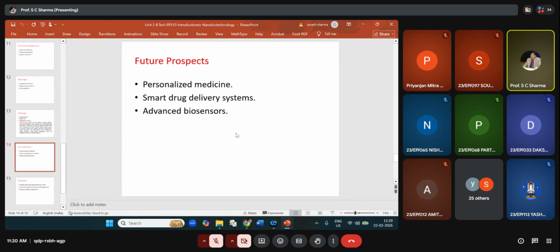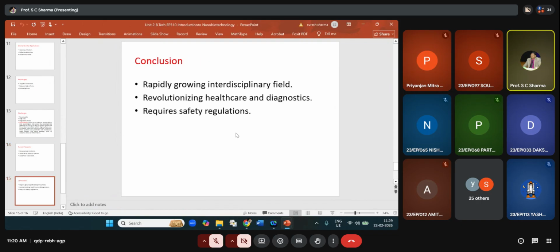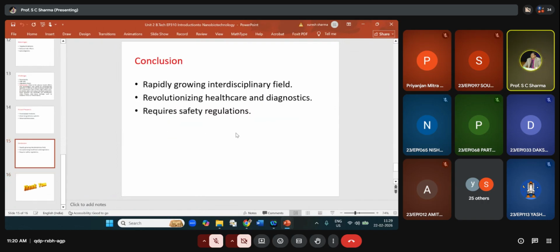early detection. A rapidly growing interdisciplinary field, because in biotechnology, in fact, chemistry and physics and even mathematics are also involved. So this is an interdisciplinary field, revolutionizing healthcare and diagnostics, and requiring safety regulations. Okay, so this is related to nanobiotechnology. Okay.